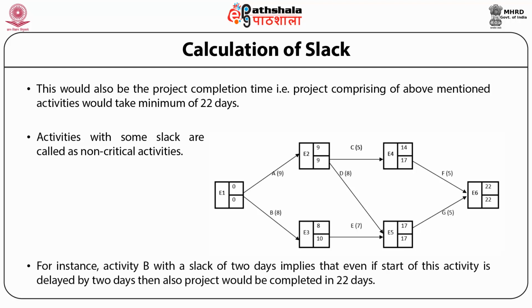For instance, activity B with slack of 2 days implies that even if the start of this activity is delayed by 2 days, the project would still be completed in 22 days. The final network diagram is shown as.